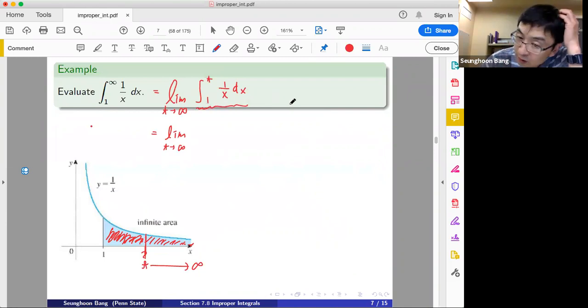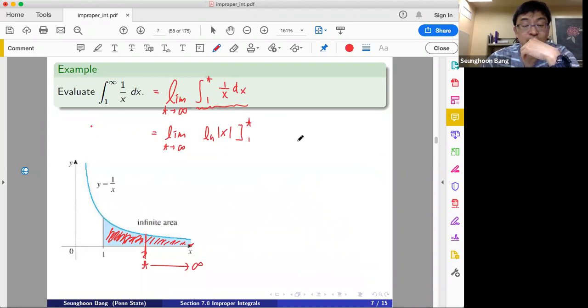Do you remember? Could you write your answer on the chatting board? What is the integral of 1 over x dx? It's good. Really be careful. It is ln of the absolute value of x, from 1 to t. The next step, you have to plug in the upper limit and lower limit. Plugging upper limit t, we have ln of absolute value of t minus ln of absolute value of 1.